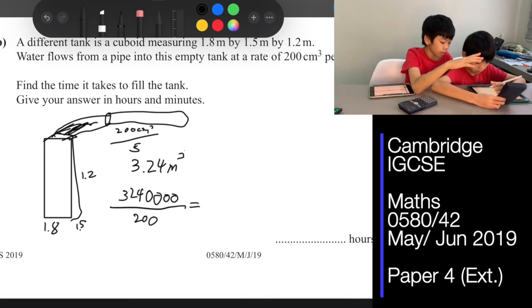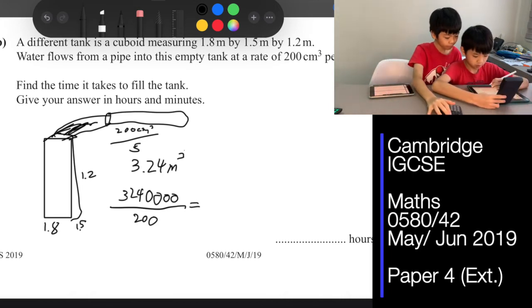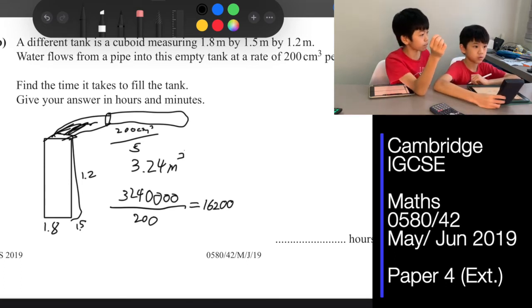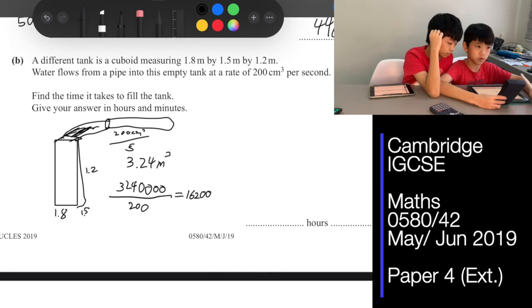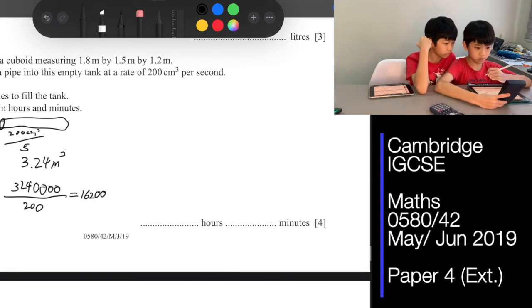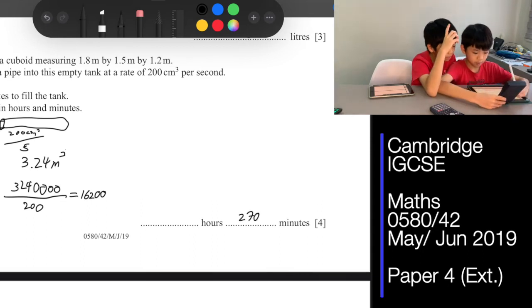Which is equal to 16,200, and then we multiply it. There's 16,200 seconds. So we divide by 60. There can be 270 minutes. We have 270 minutes, which is 4 hours and 30 minutes.